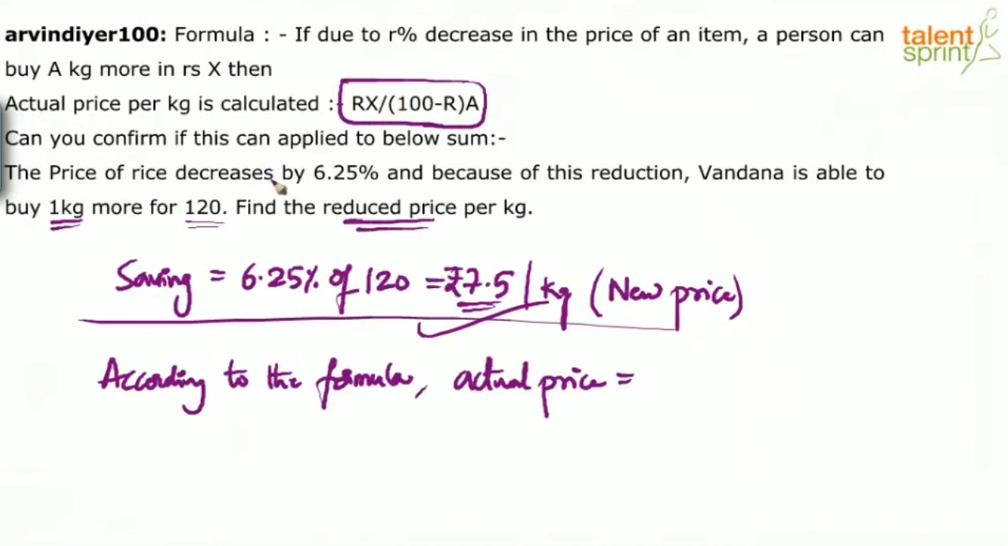So what is R in our case? R is equal to 6.25. Vandana is able to buy 1 kg more, so this is A, and rupees X is 120. Substitute the values: R into X, 6.25 into 120, divided by 100 minus R, 100 minus 6.25, into A. A is 1. Simplify. 100 minus 6.25 is 93.75, right?